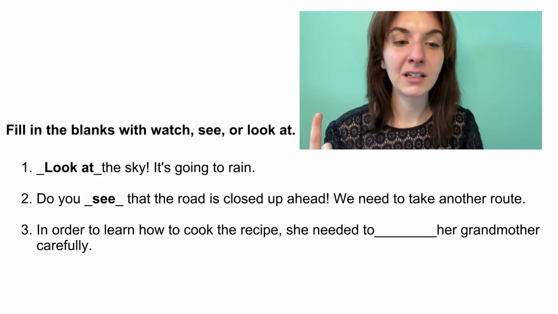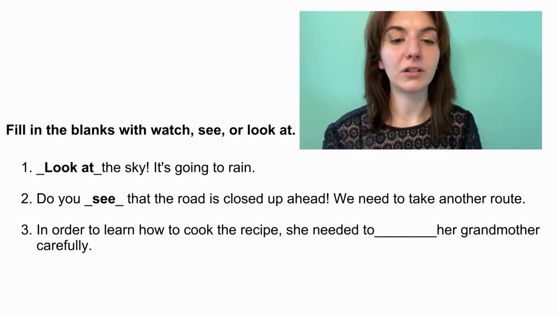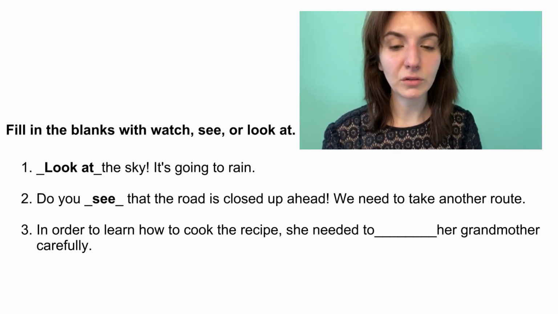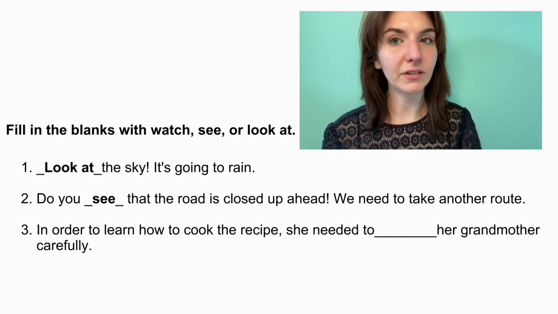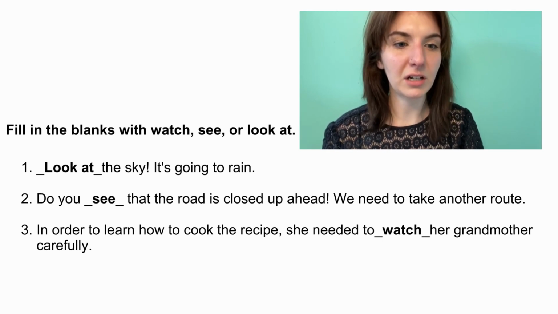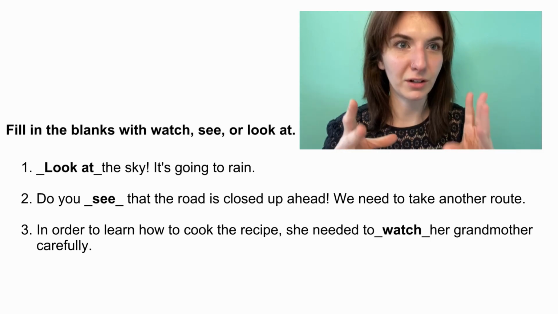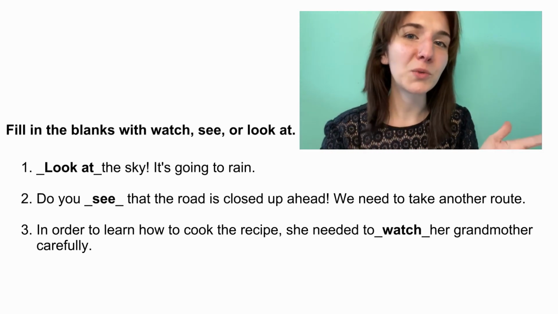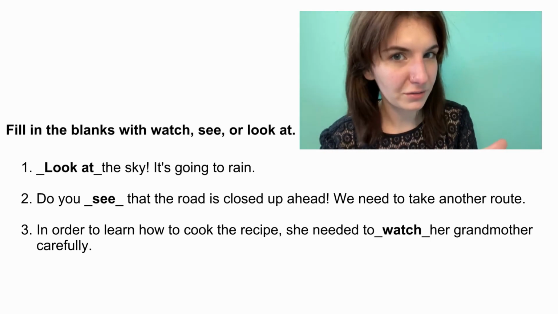And last is, "In order to learn how to cook the recipe, she needed to blank her grandmother carefully." Watch. Yes, very good. So this is something she needed to learn. She had a goal in mind, so she needed to study and focus on her grandmother with her eyes, which would be to watch.